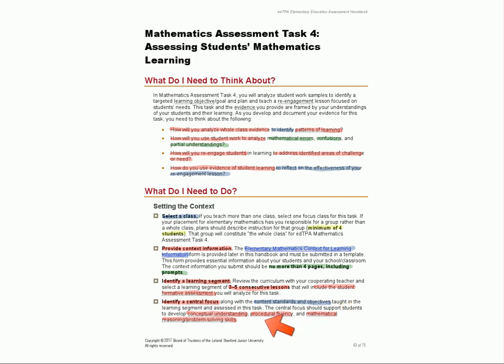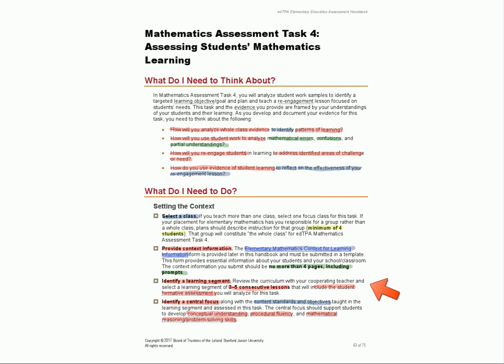And again, the 3 things we're going to care about throughout this task: conceptual understanding, procedural fluency, and mathematical reasoning and problem-solving skills. All right? So it says the central focus should support students to develop conceptual understanding, procedural fluency, mathematical reasoning, and problem-solving skills. All right? So these 3 are the most important part, the biggest consideration throughout this task.